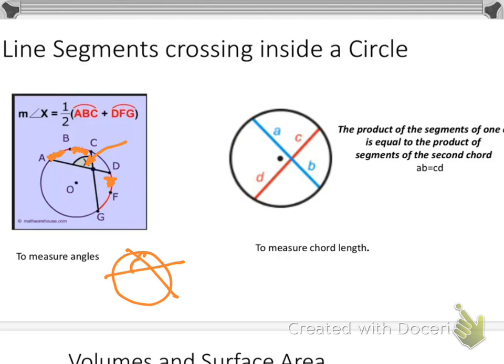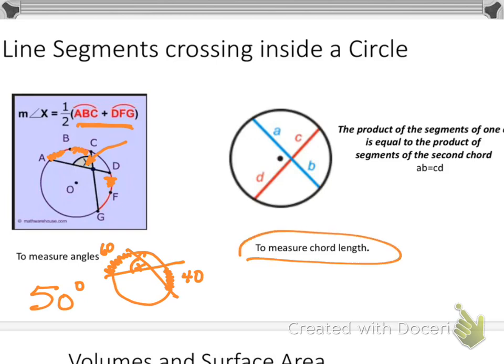I want to find my x. If I tell you that this is 60 degrees, it has an arc length of 60 degrees, and this has an arc length of, let's say, 40 degrees, then to figure out what the angle x is, I'm going to add those arc lengths. 60 plus 40 is 100, and divide by 2, and I figure out that my angle is 50 degrees. Okay, you can keep everything in degrees here. Okay, so that's dealing with angles.